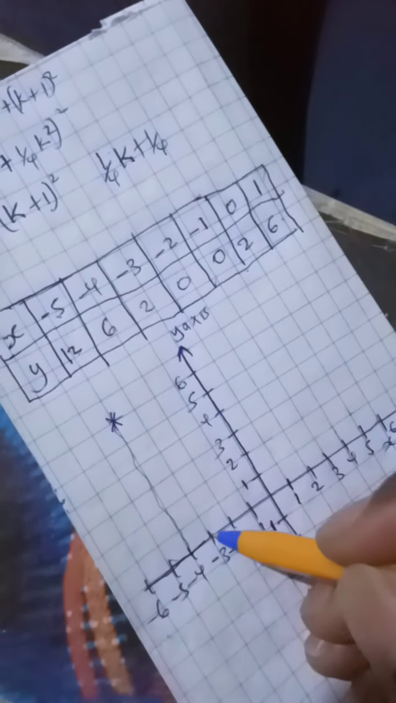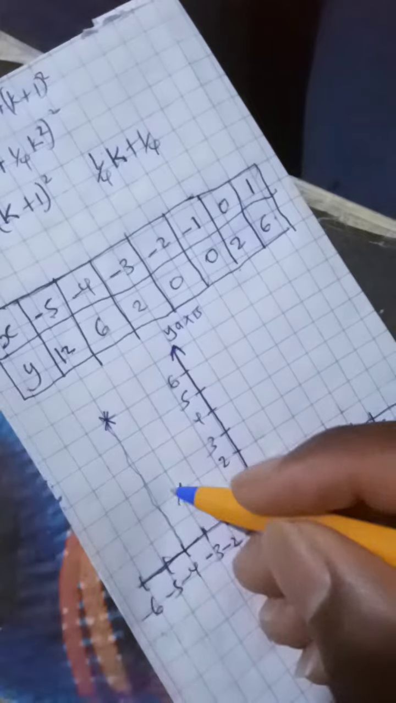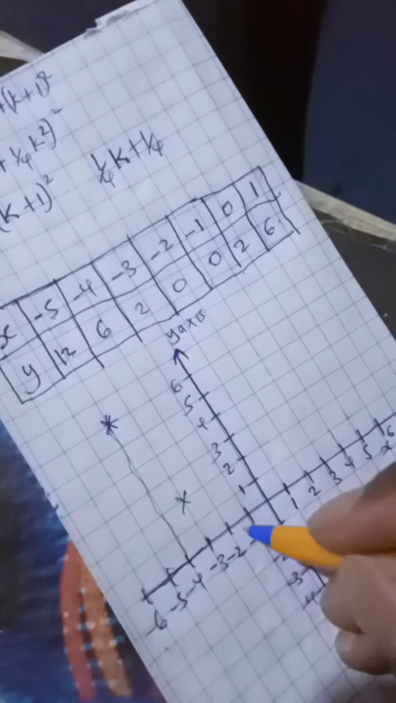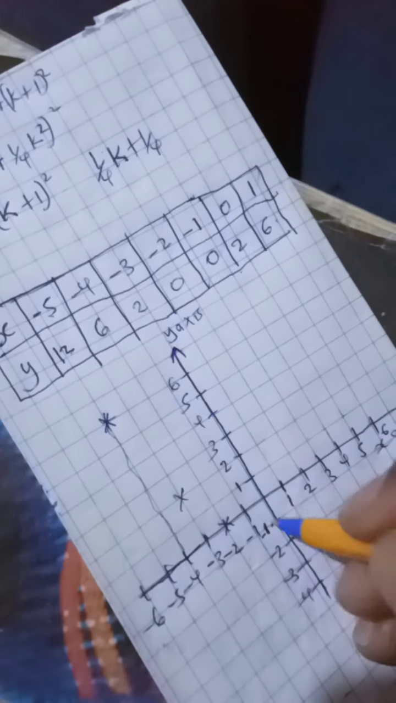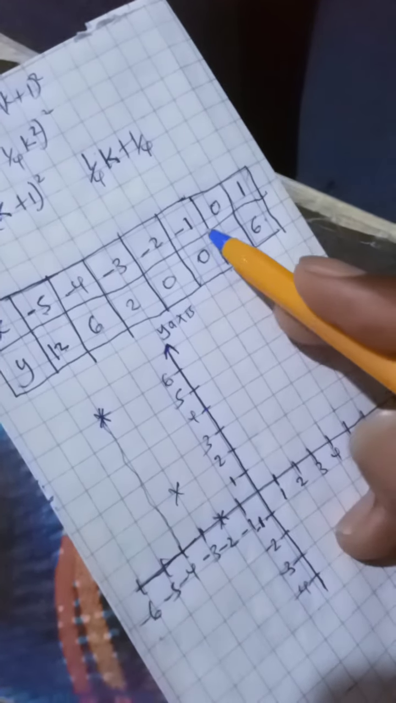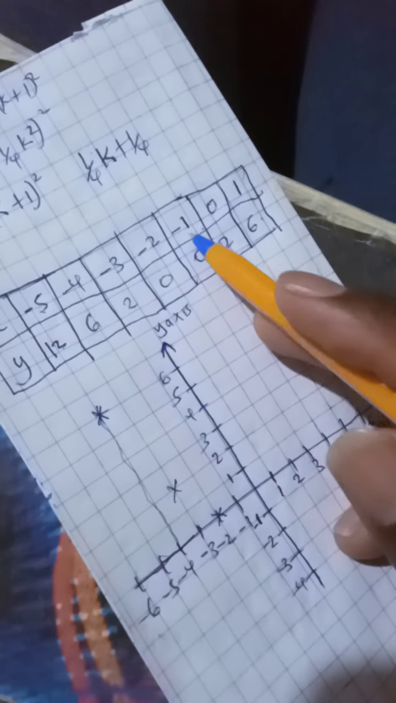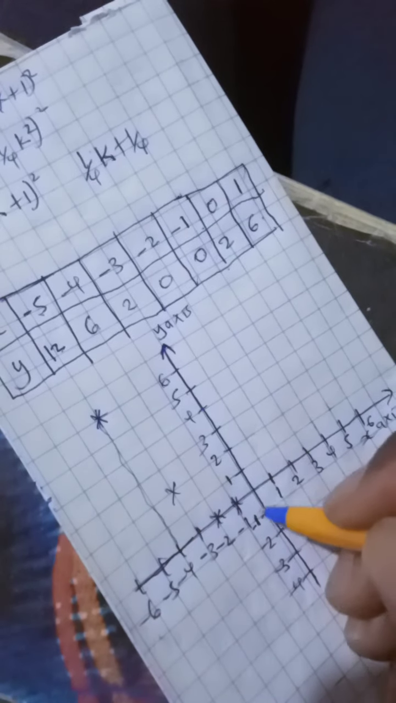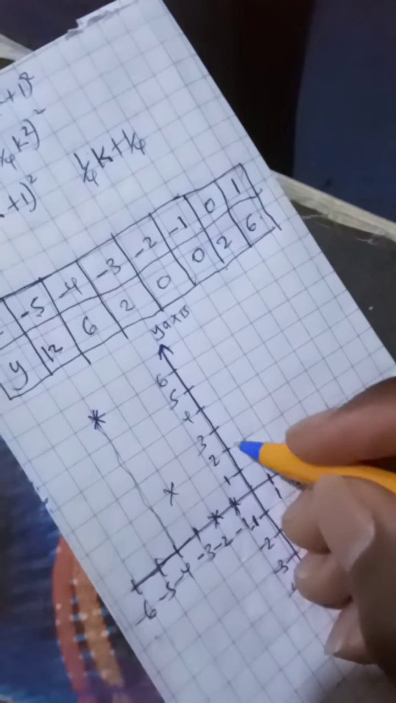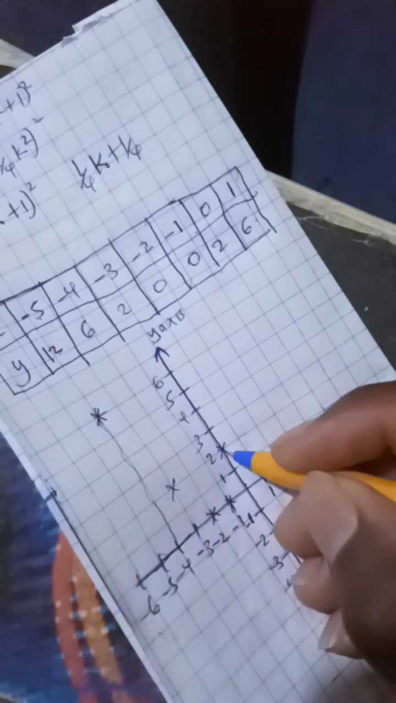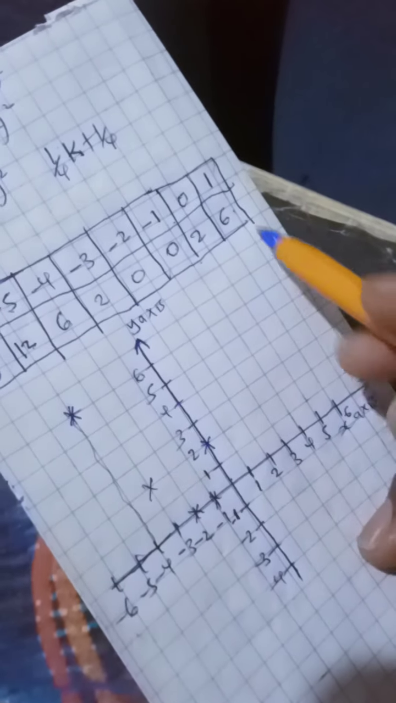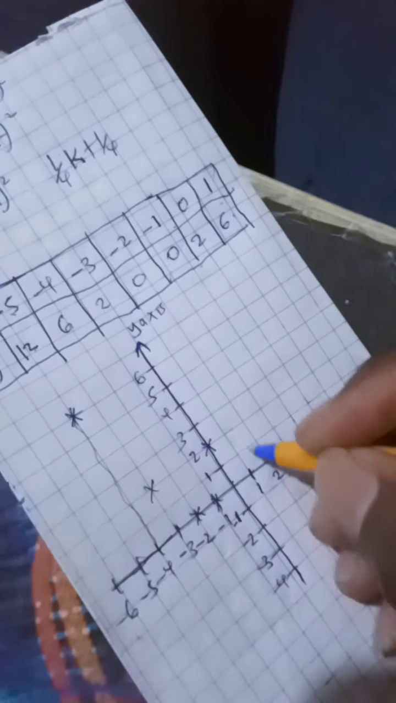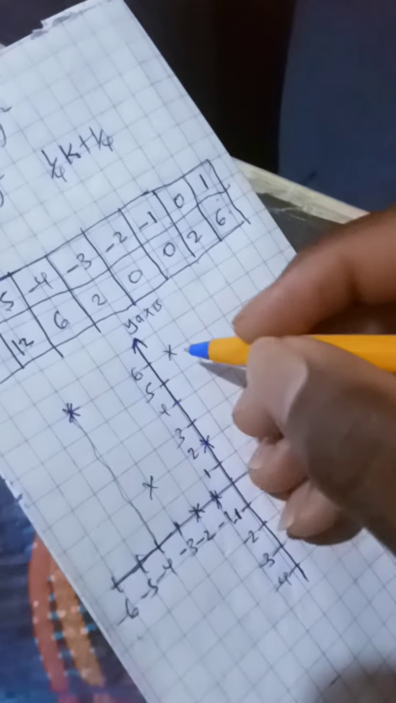Then -3, 2. You mark like this. Then -2, 0. Then -1, 0. Then 0, 2. Then 1 will be 6, 1 upwards and up to this point, 6.